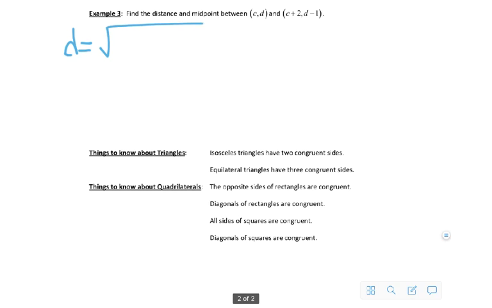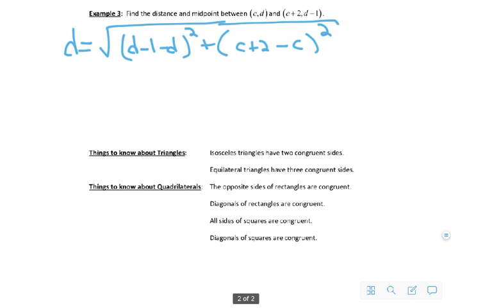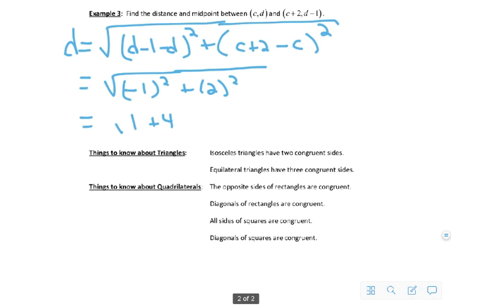So the distance is going to be the square root of the second y minus the first y squared, plus the second x minus the first x squared. One of the things I want you to notice is that in the first parentheses, the d's cancel, and you're left with negative 1 squared. And in the second parentheses, the c's cancel, and you're left with 2 squared. Negative 1 squared is 1, 2 squared is 4, so the distance must be the square root of 5.